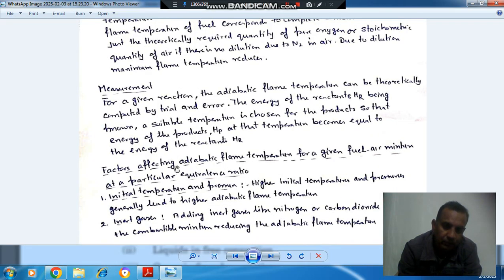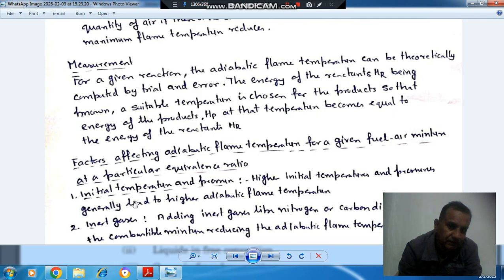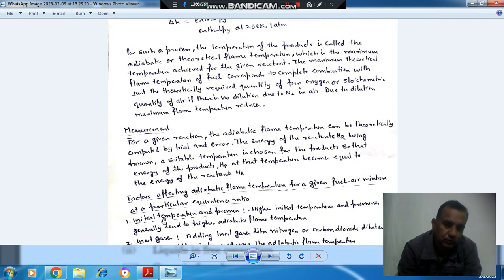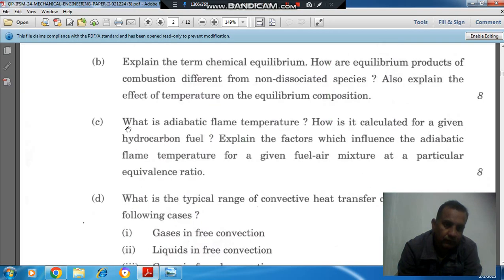And at a particular value of fuel air ratio, that is the stoichiometric air ratio, we get the maximum temperature. So if that quantity is fixed, then the other factors are initial temperature and pressure, and inert gases. So this is the answer to question 1C.